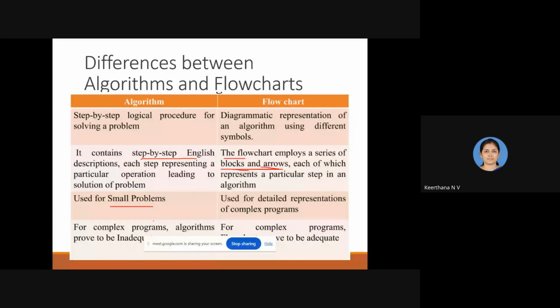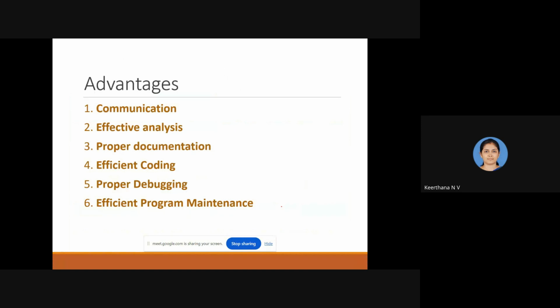So same thing for complex programs, an algorithm is inadequate. For complex programs, a flowchart will provide adequate knowledge for designing solutions to your problems. So what are the advantages of a flowchart?